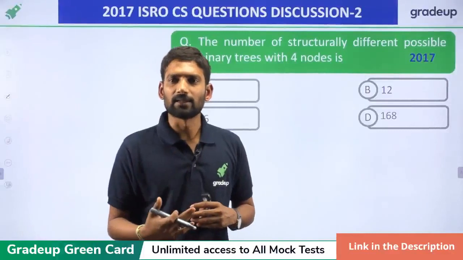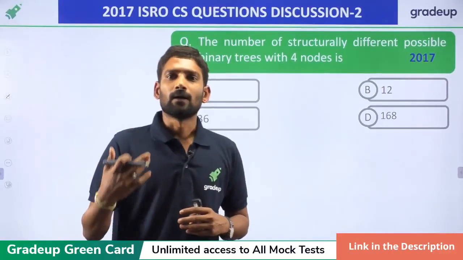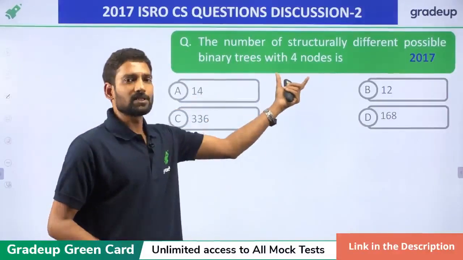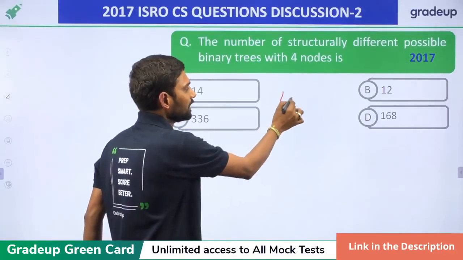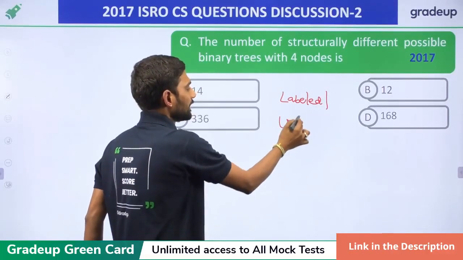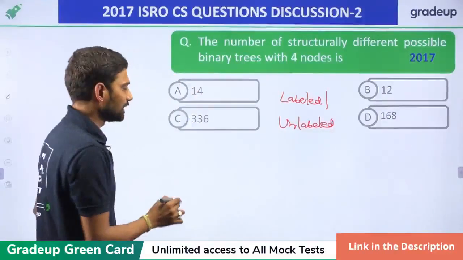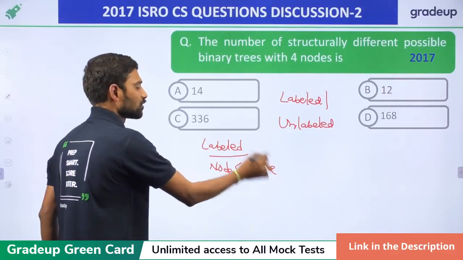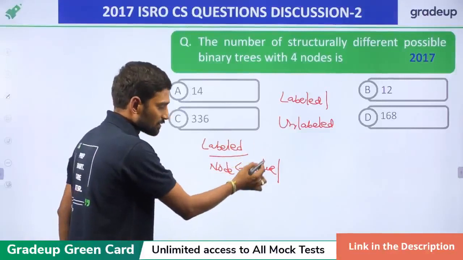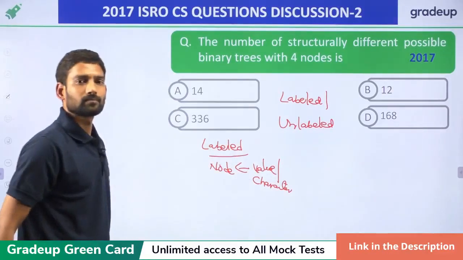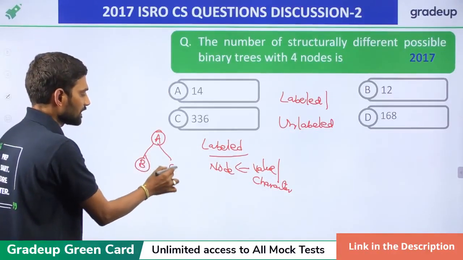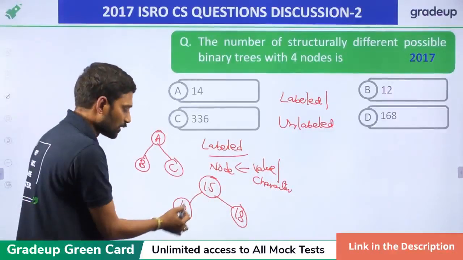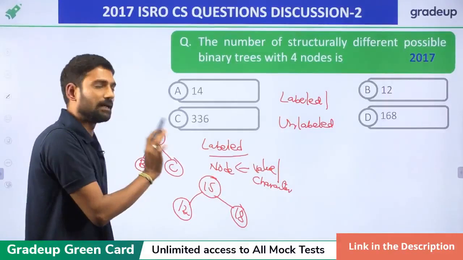Sirisha was telling 336, Shivam Singh 14, okay, and Sai Bharat 4 factorial, right. So here what I would like to tell is, whenever it is given like this, first we should know whether the nodes are labeled nodes or unlabeled nodes. What is labeled? Whenever a node is assigned a value, a node has a value, that is called labeled. A value, or some character, some name, like A, B, C, or 15, 12, 18. So in the node we have some value or a name. This is called labeled.